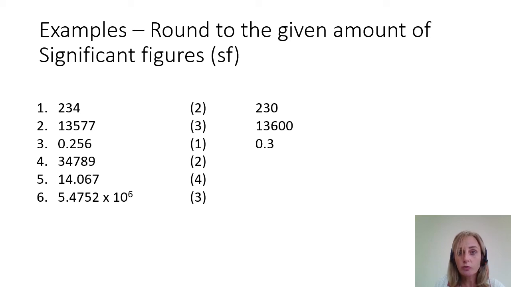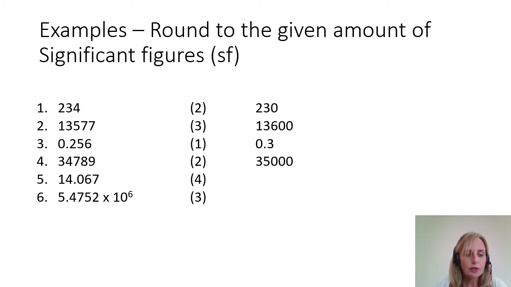Number 4, 34,789. We want 2 significant figures here. So the 3 and the 4 we want to keep as non-zero values, but after that everything else is going to be replaced as a whole number. So we've got 3 digits here that we're going to replace with zeros, but we also have to round. It's a 7, so it tells us that the second significant figure, the 4, needs to go up to a 5, so it's going to become 35,000.